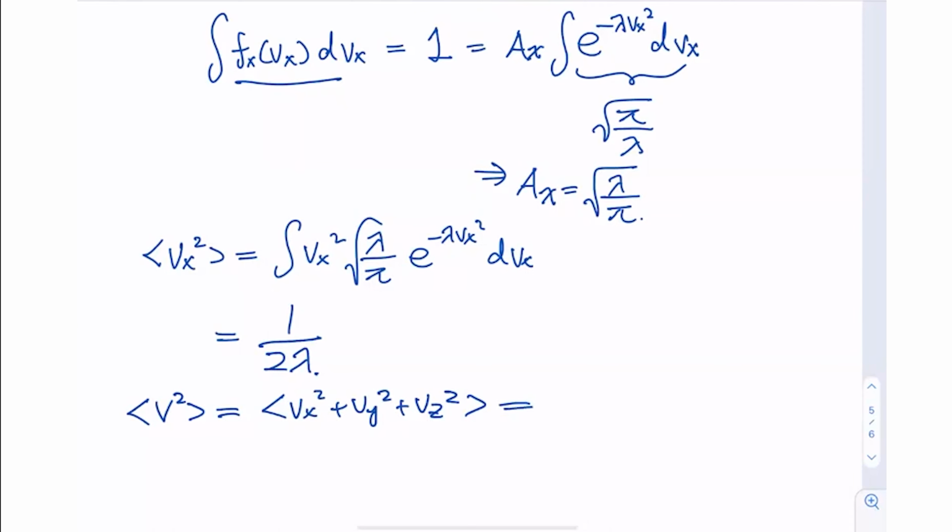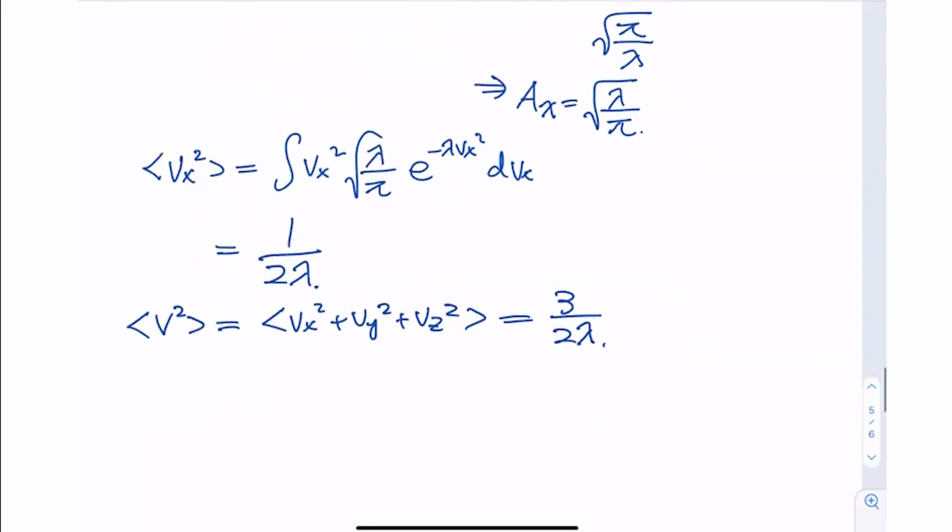Here we assume that the system is isotropic in 3 directions. So the expectation value of Vx squared, Vy squared and Vz squared should be the same. So we just expect it to be 3 times the result we just derived. Okay. So at this point, we don't know what this lambda is. But from very simple assumptions, basically just from statistical independence, we can get this result.